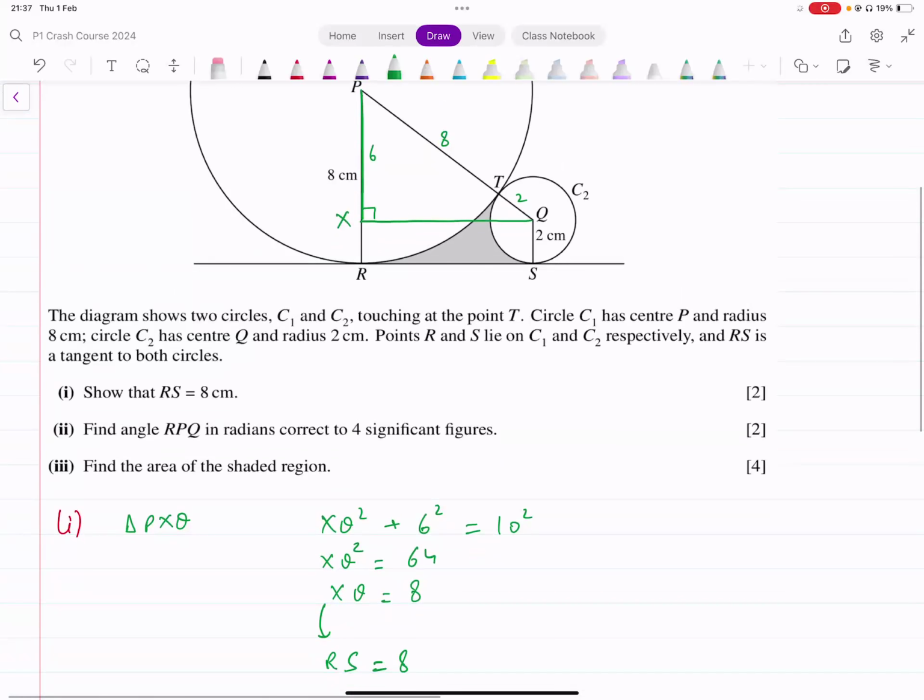Is that okay? That's the first part. You have to make sure that you show this working because this part already has the answer given. So the marks are only for the working. All right, so now what's next?